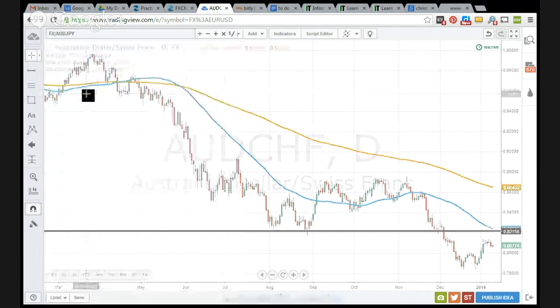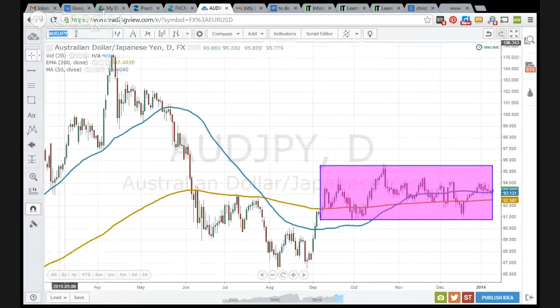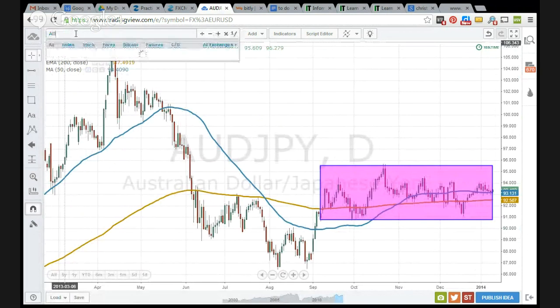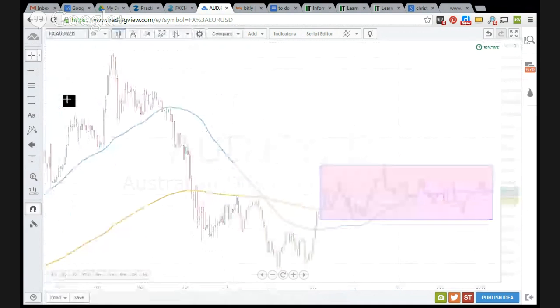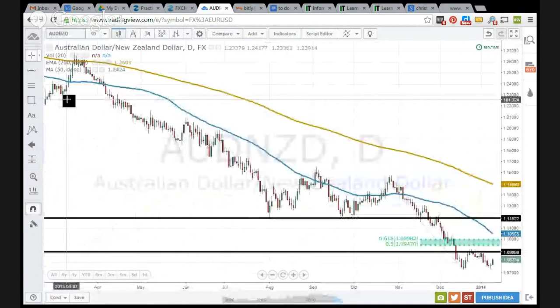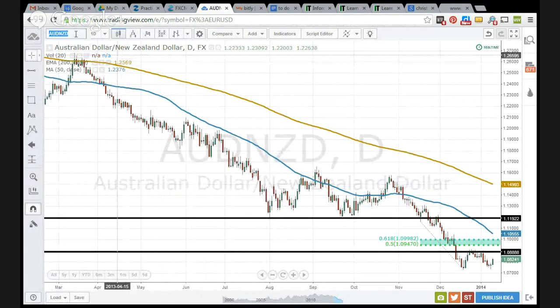Aussie yen. Yeah, still in this range. We've been in this range for quite some time. Not really going to do anything until it breaks out of that range. And Aussie Kiwi. This one I would really prefer to see a pullback to somewhere a bit further. But let's see. Either way, a bigger move is needed.